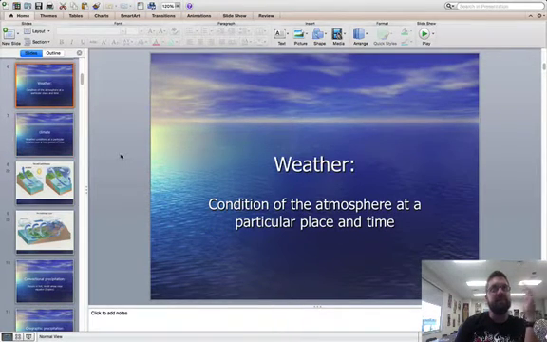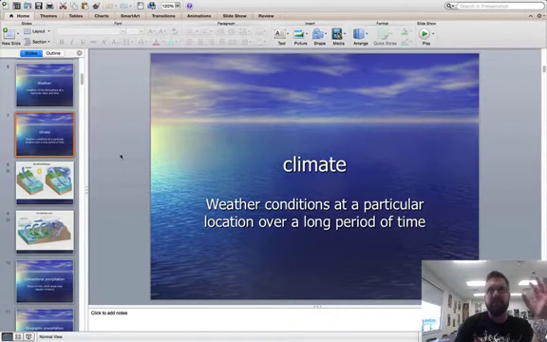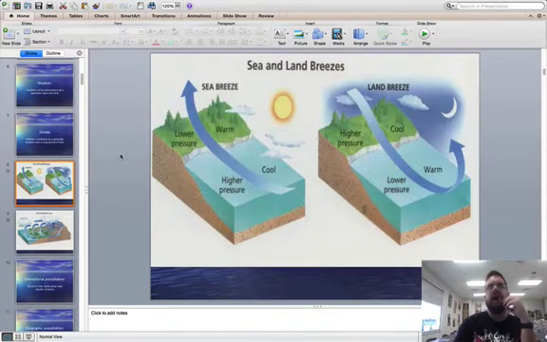So weather is what it's like right now, at a particular place and a particular time. Climate is conditions in a particular location, but over a long period of time, looking at averages. Sea and land breezes, we're not really going to do anything with that, so we'll move on.